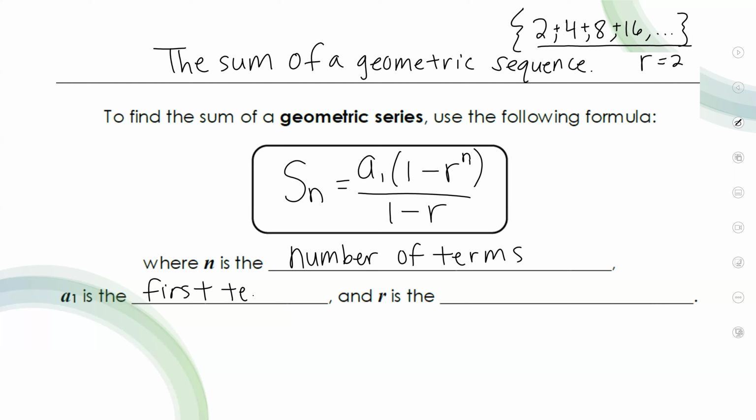What do you guys think r stands for? The ratio. So in this case, our ratio was 2. We multiplied by 2 every time, so we have to figure out what the ratio is. Oh, and guys, the full correct word is the common ratio. All right, so let's start off with an example.